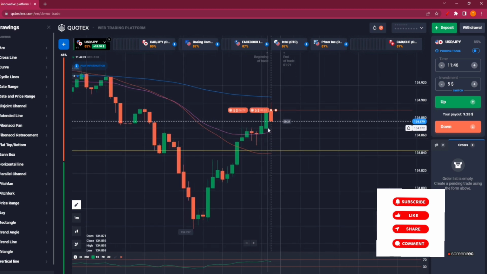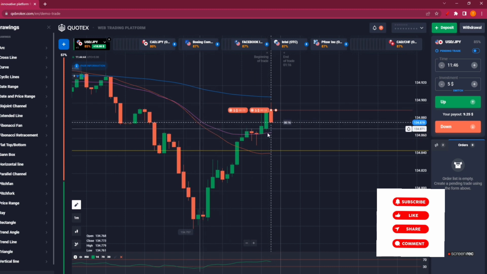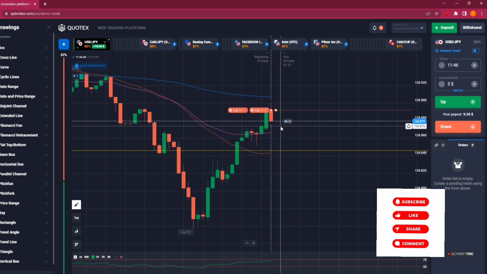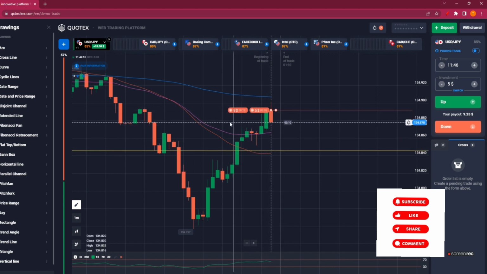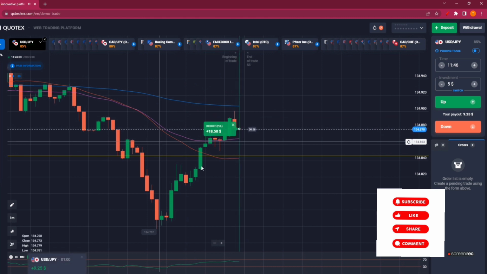Here I take a trade on a put option, but this candle goes up, so I take a martingale and double the amount, and I'm profitable there. This is how it works in short-time trading. You have to use martingale. So I own this trade, and I will take some more.